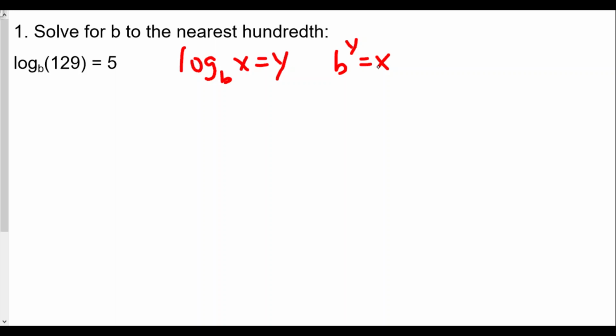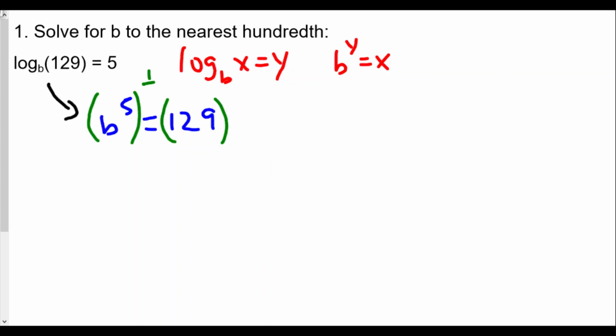And so our b value is still going to be b. So we have b, our exponent would be 5, and we're setting this to 129. This will be the first step involved for your question, and it's very important to be able to show this, to go from this log equation to an exponential equation. Now, to solve this, we normally are going to raise both sides to the reciprocal of the exponent. So we'll raise both sides to the 1/5 power.